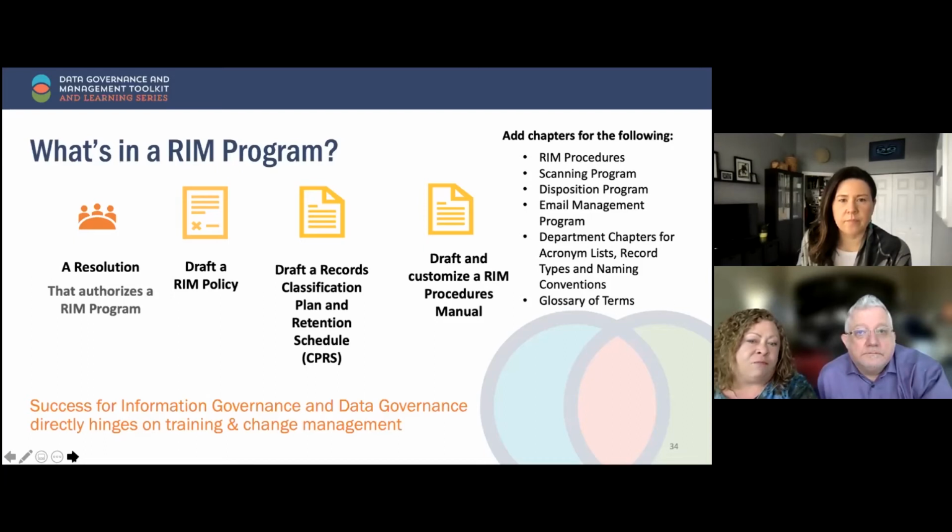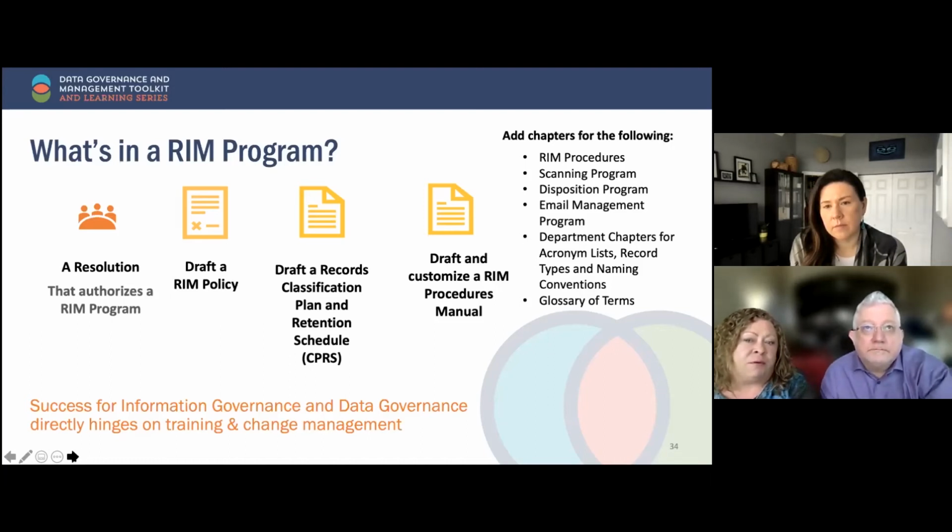And then the next step would be to draft a records management procedures manual. And in that manual, you would have your workflows around records. You would have a scanning program formalized using ISO standards and ISO target quality controls to ensure that the equipment is working properly. You would have a disposition program that's formalized with certificates.